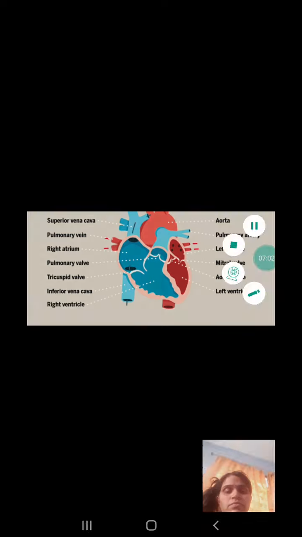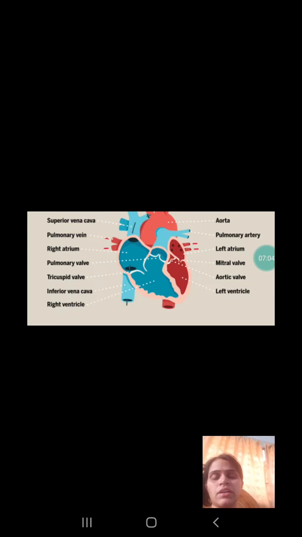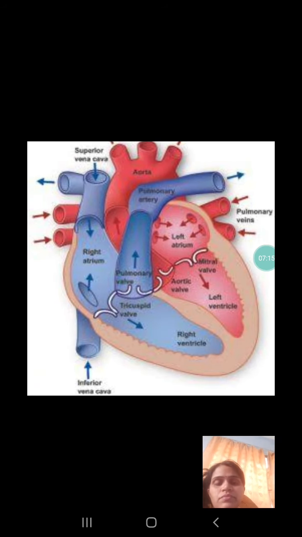Now we will see how the blood flows inside the heart, how the circulation actually occurs. In this diagram I am going to explain it to you.